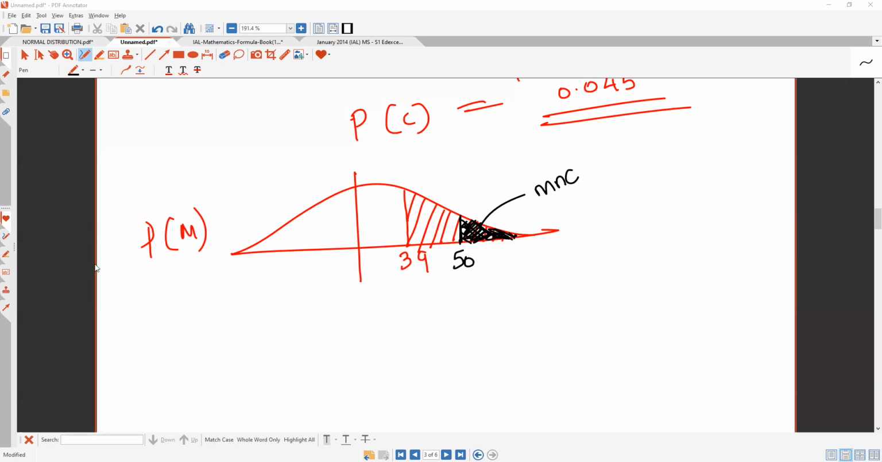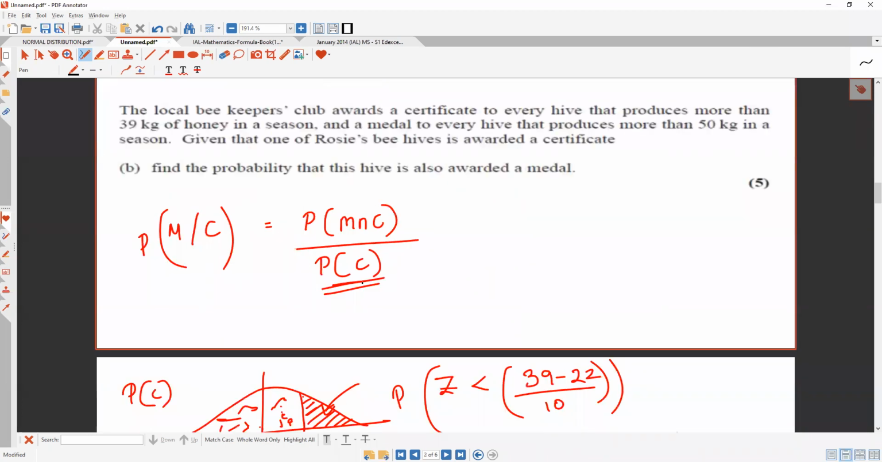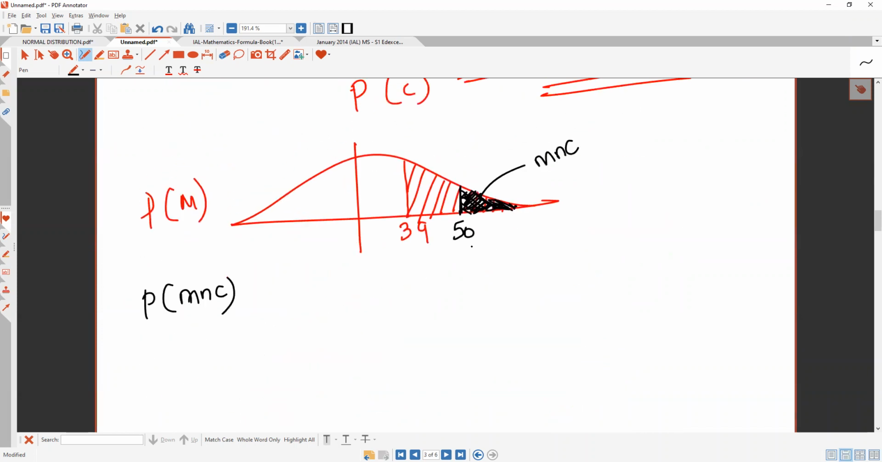So if I'm finding the probability of medal, it is indirectly the probability of M intersection C, which I need in my formula. P(C) we already got. We want M intersection C. So that's what I did. Let us find greater than 50 then. If you find greater than 50 kg, that is M intersection C. Remember that.